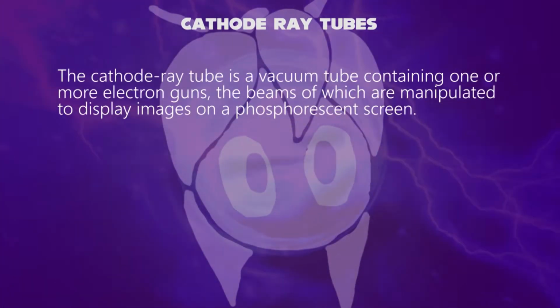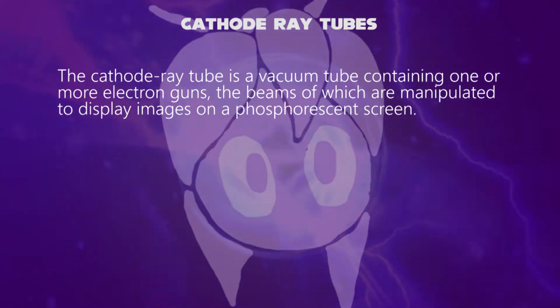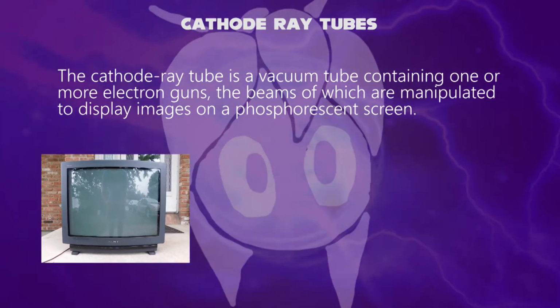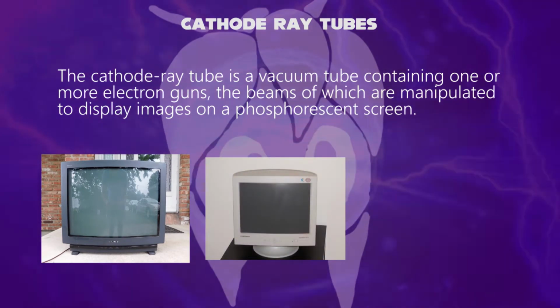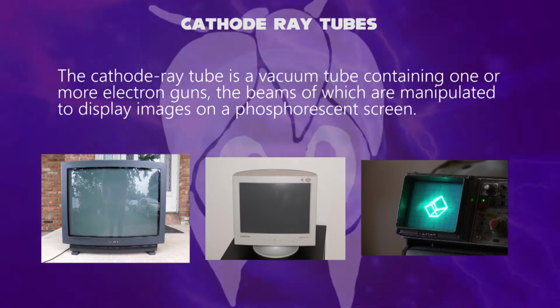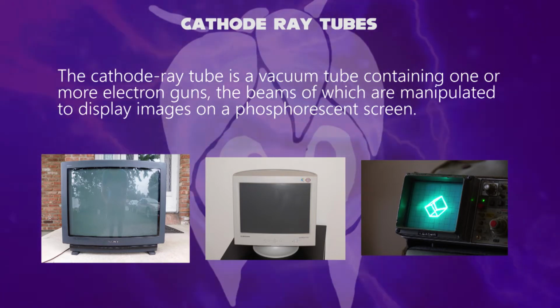The cathode ray tube is a vacuum tube containing one or more electron guns, the beams of which are manipulated to display images on a phosphorescent screen. These are widely used in oscilloscopes, TV, and a computer set. It modulates, accelerates, and deflects electron beams onto the screen to create the images.